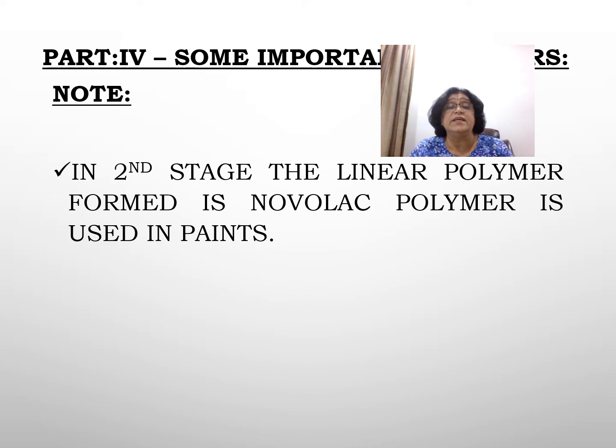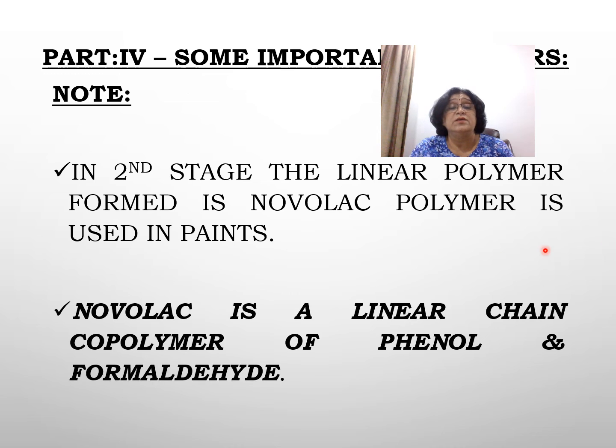So in the second stage, the linear polymer formed was Novolac polymer, and this is used in making paints. Novolac is nothing else but a linear chain copolymer of phenol and formaldehyde. Sometimes they ask the question, what is Novolac? So that is why I have given this emphasis here.